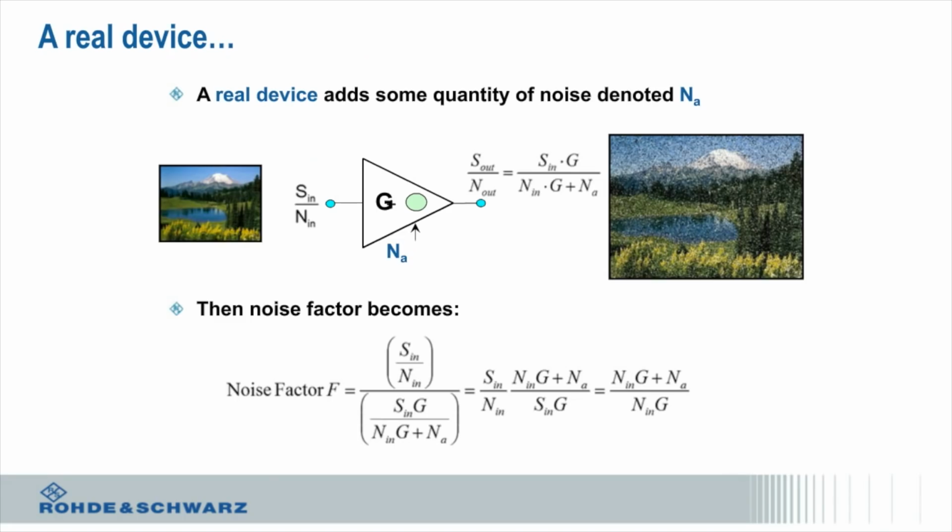Okay, so what do we have? Well, we have that real device that's adding some amount of noise. You see here I have a signal-to-noise ratio in, a signal-to-noise ratio out. But I'm also adding some noise, N sub A, given below the amplifier in blue text. So you'll see here the signal-to-noise ratio in and out. So I take the in, multiply by the gain and add the noise, and that gives me the out. Okay, that's how I get that equation there. Okay, move forward a little bit.